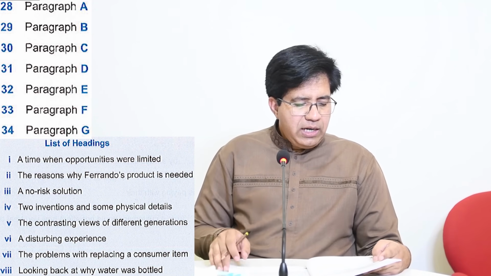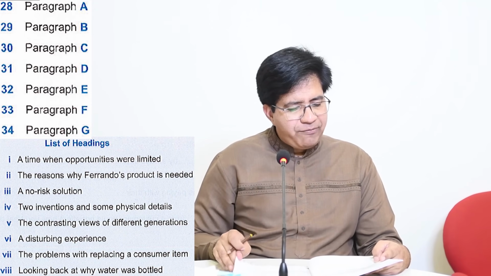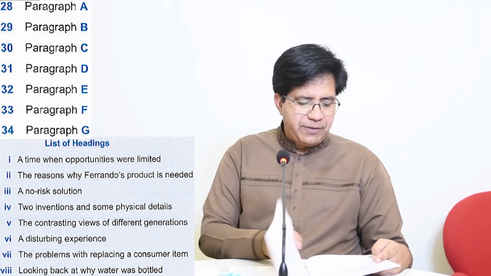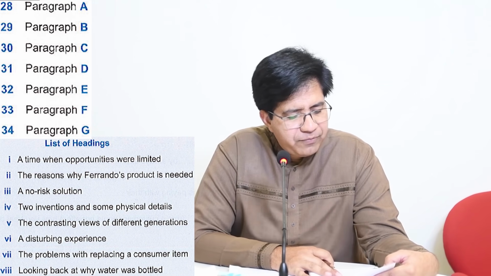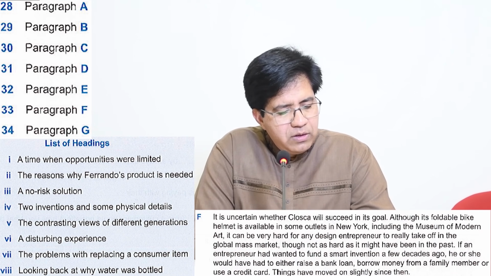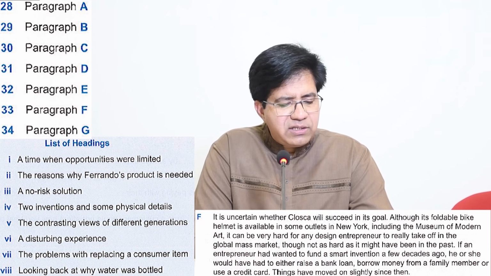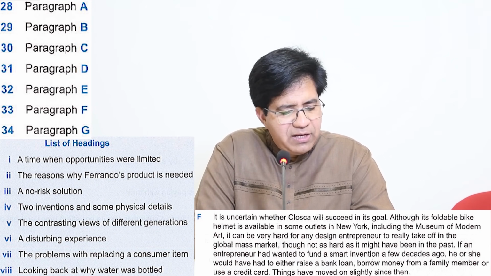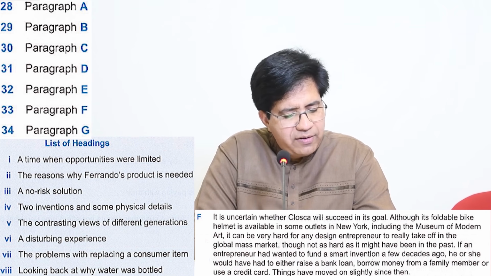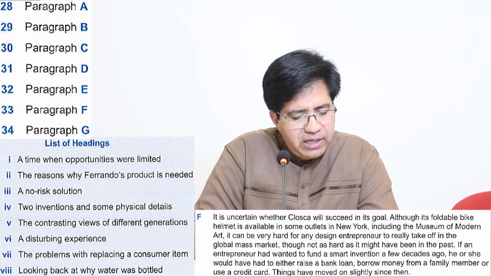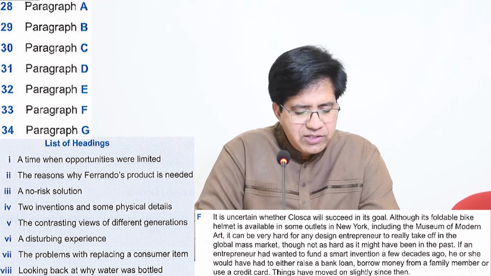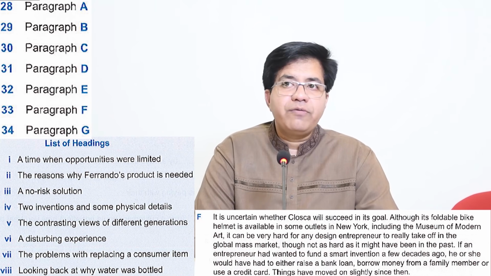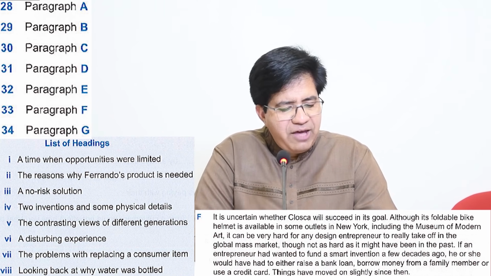Okay, now what are we left with? Paragraph F and paragraph G. So please come to paragraph F. It is uncertain whether Kloska will succeed in its goal, although its foldable bike helmet is available in some outlets in New York. We've read it already. Now please come to the last part. Third last line. Paragraph F, third last line.